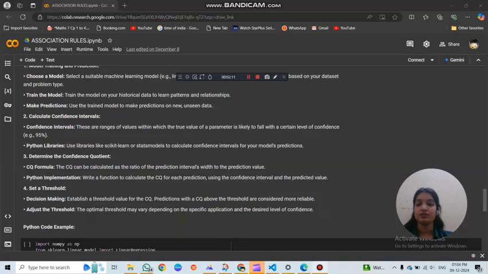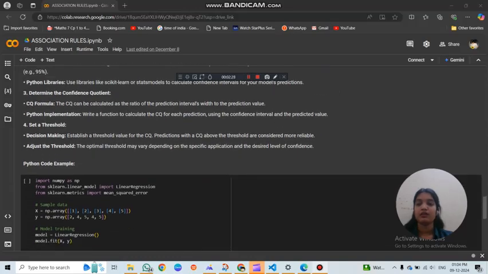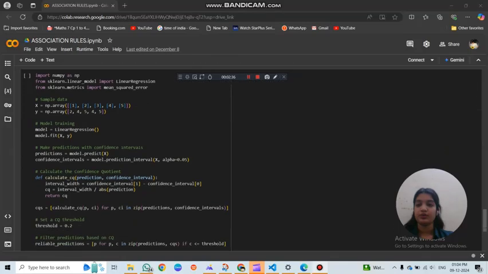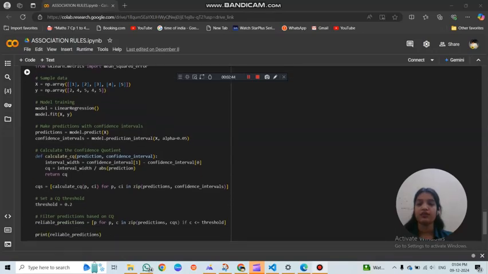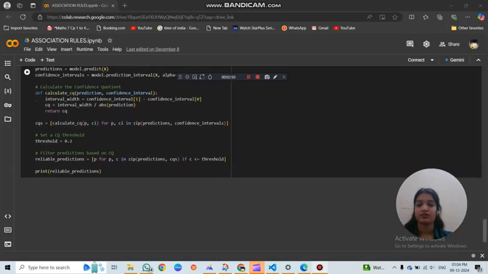Python libraries. Use libraries. Step number 3 is determine the confidence quotient. CQ formula. The CQ can be calculated as the ratio of prediction interval width to the prediction values. Python implementation. Step number 4 is set a threshold, decision making, and adjust the threshold. Python code example. This is our sample data. Model training, make prediction with confidence interval, calculate confidence quotient, set CQ threshold, and filter predictions based on CQ.